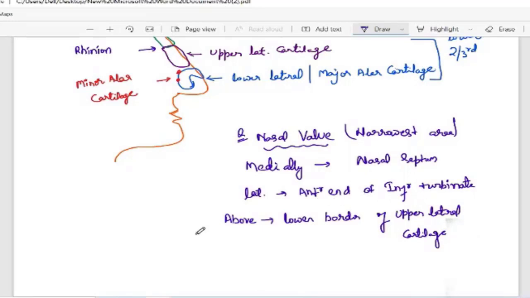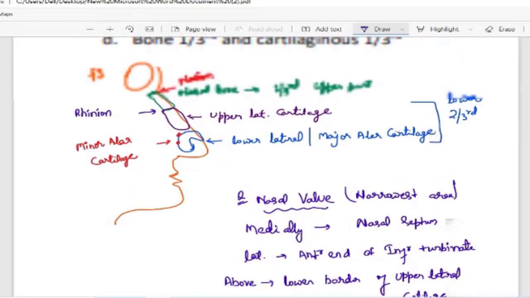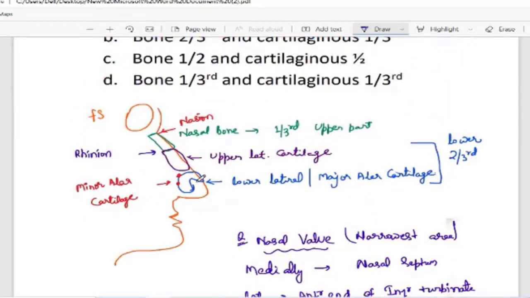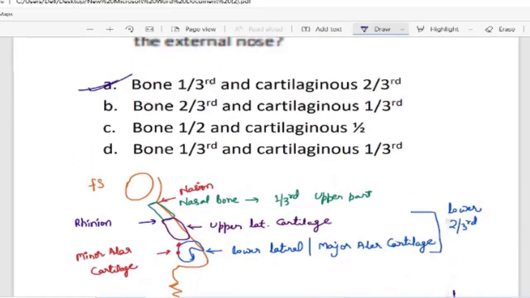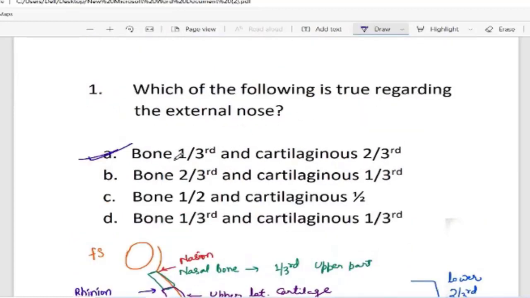So again, one more important thing: the nasal valve is bounded medially by the nasal septum, laterally by the anterior end of the inferior turbinate, and above by the lower border of the upper lateral cartilage. And if we talk about the external nose, above is the nasal bone forming the 1/3 part, and below are the upper lateral cartilage and lower lateral cartilage, which combinedly form the lower 2/3 of the external nose. So the correct answer for this question about the anatomy of external nose is bony part 1/3, cartilaginous part 2/3.